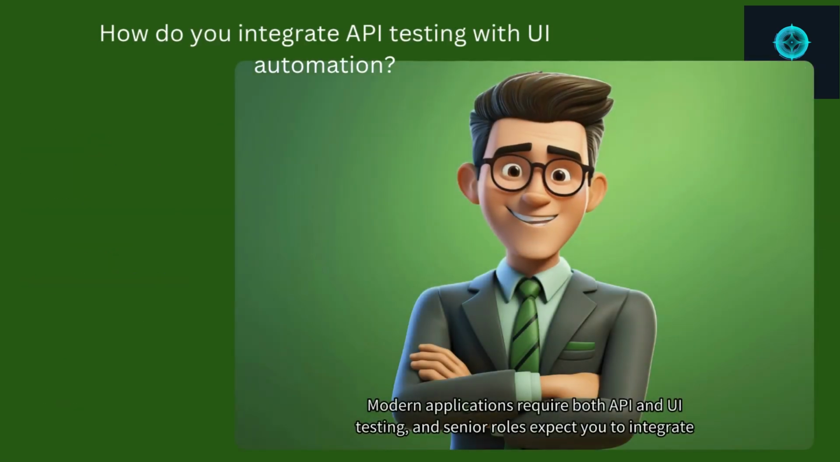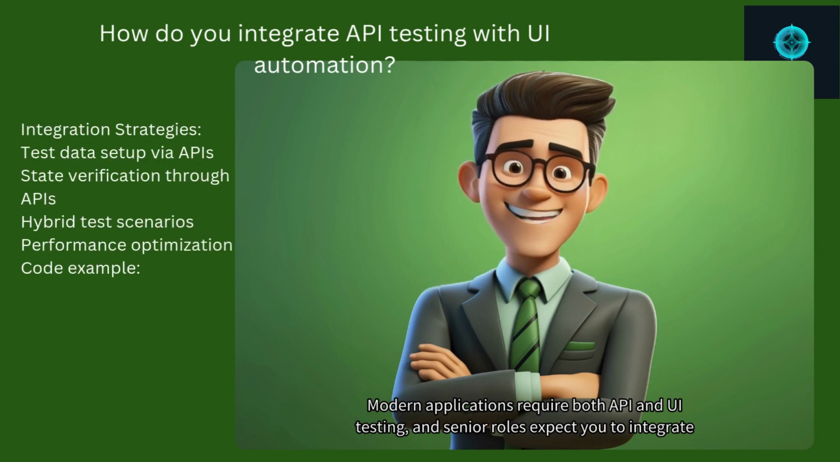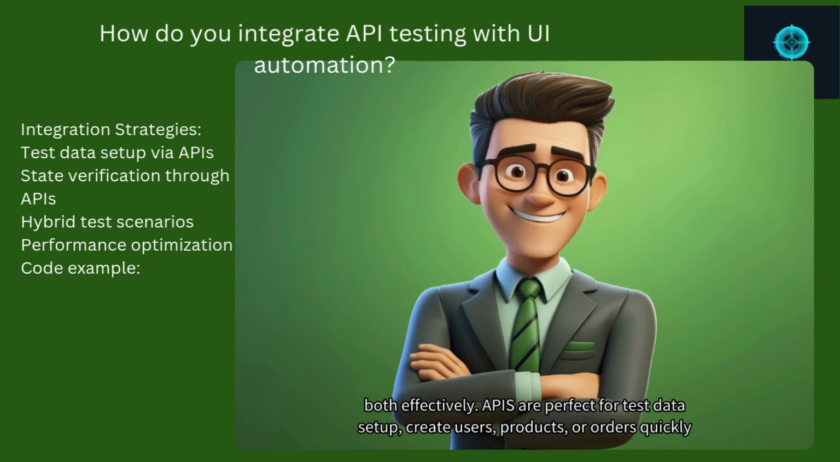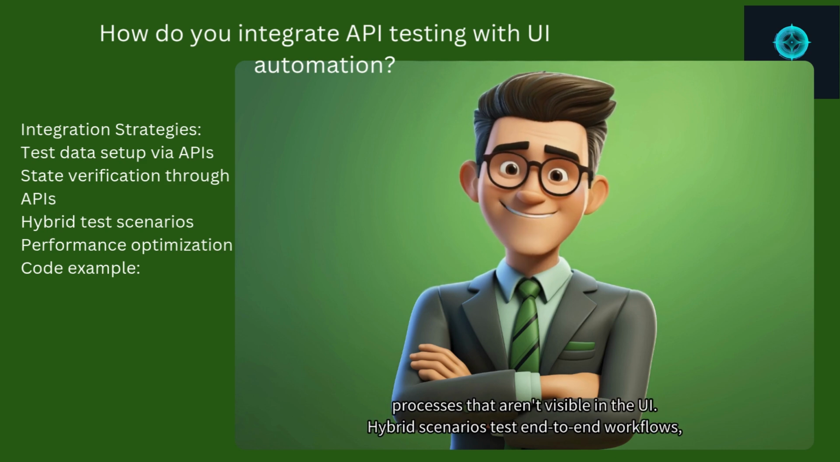Modern applications require both API and UI testing, and senior roles expect you to integrate both effectively. APIs are perfect for test data setup, create users, products, or orders quickly without UI interaction. Use APIs for state verification. Check database states or back-end processes that aren't visible in the UI.